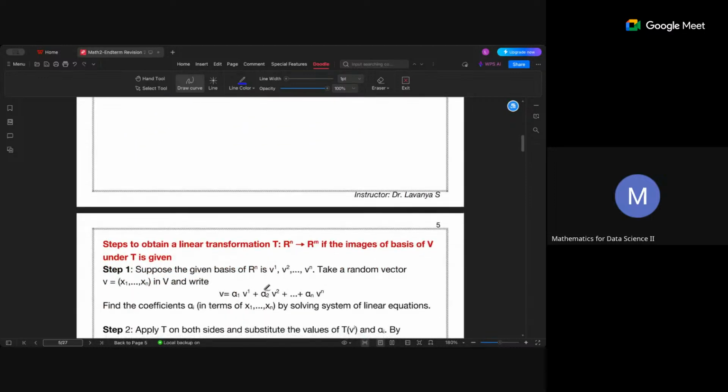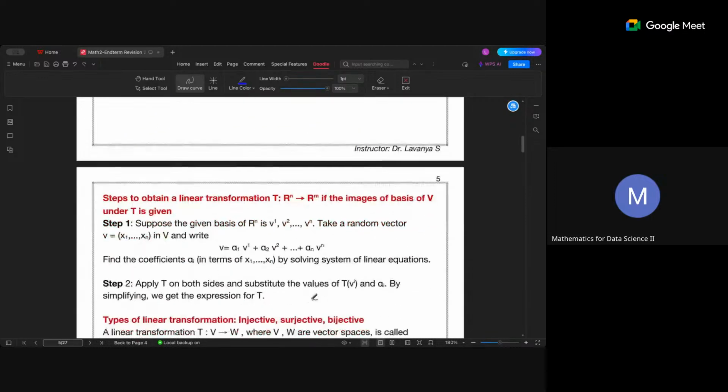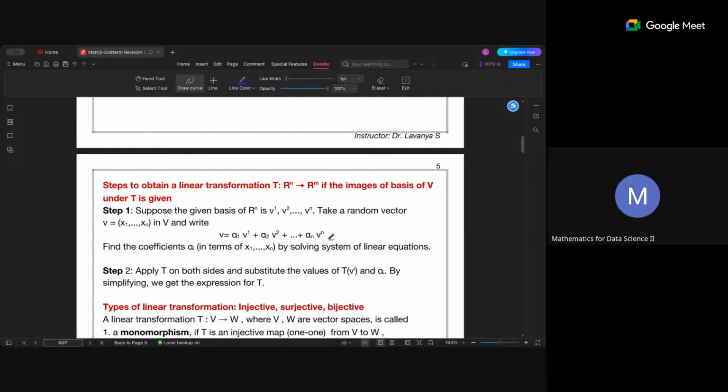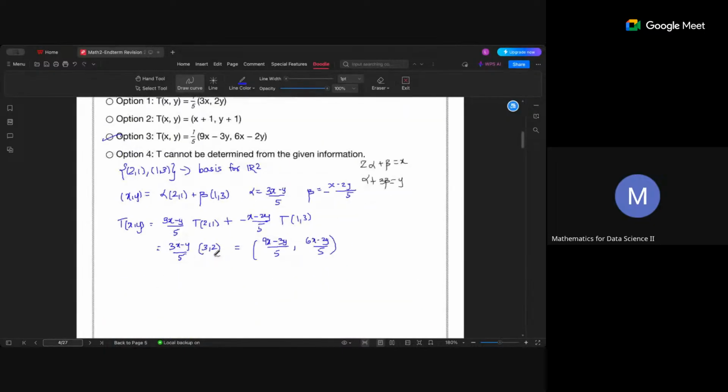Once I know what these coefficients are, the next step is that I apply T on both sides. When I apply T on both sides, what will I get? T of v is equal to alpha 1 Tv1 plus alpha 2 Tv2 plus etc., alpha n Tvn, right? Now here you see that exactly the same thing I have done. So T of (x, y) is alpha times T of (2, 1), where alpha is this value I have substituted, plus beta times T of (1, 3).